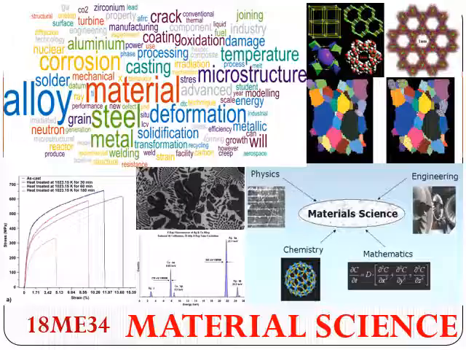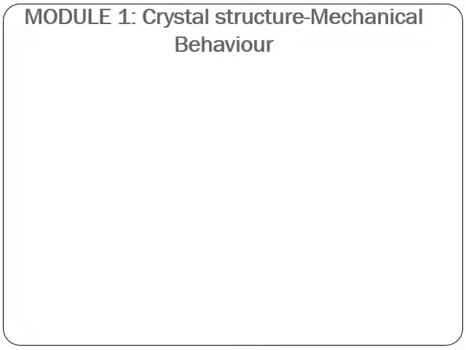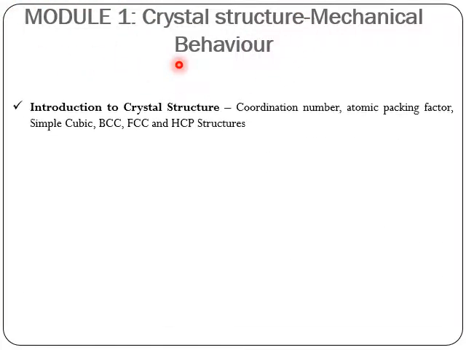So, as we move on, we'll take up module number 1. In module number 1, we are going to discuss the crystal structure and, in relation to the crystal structure, how the material is going to behave. That is the mechanical behavior. It means the properties which are dependent on the crystal structure, and how the material is going to behave with those properties, is what we are going to study in module number 1.